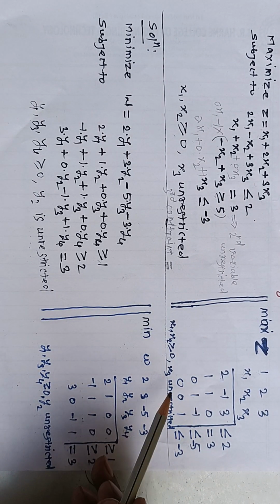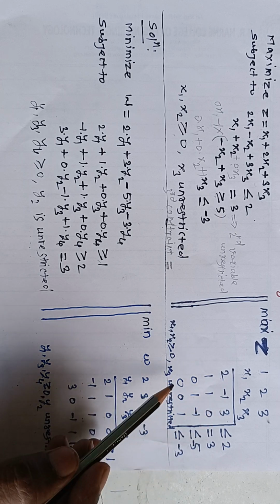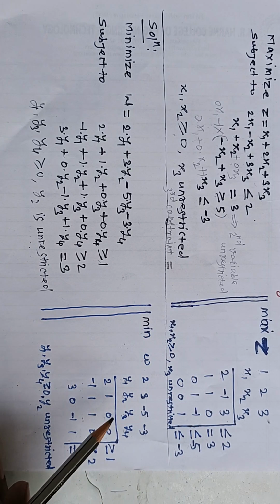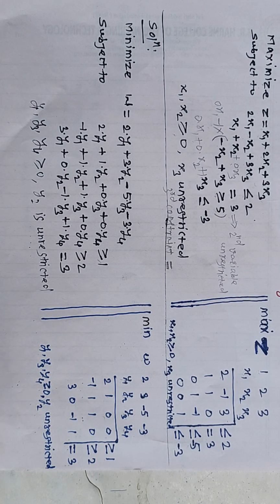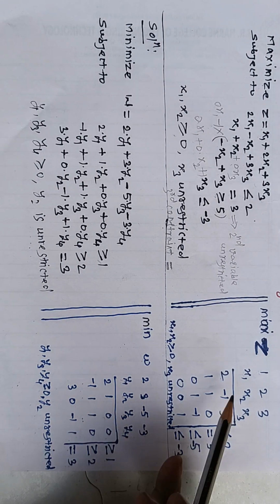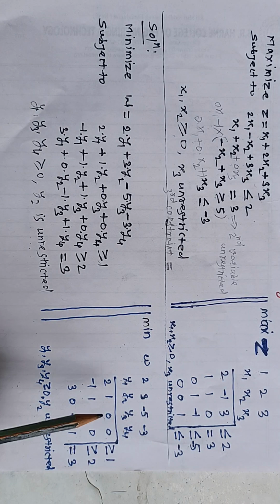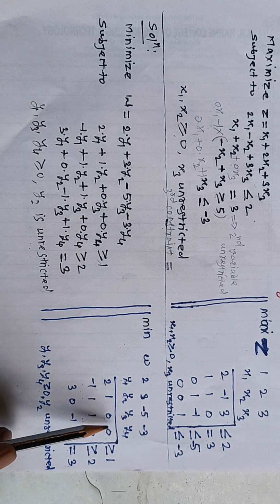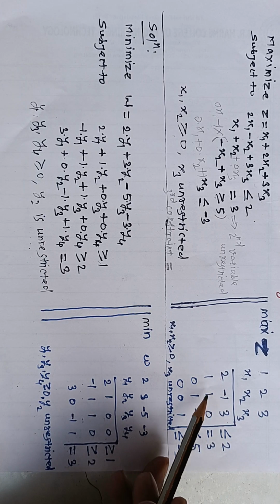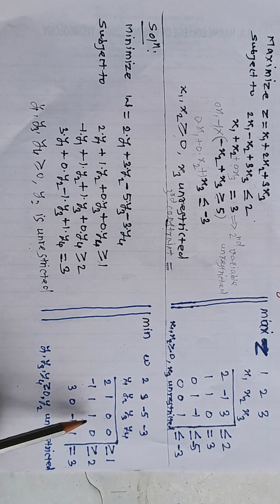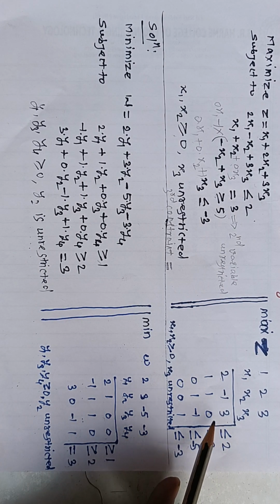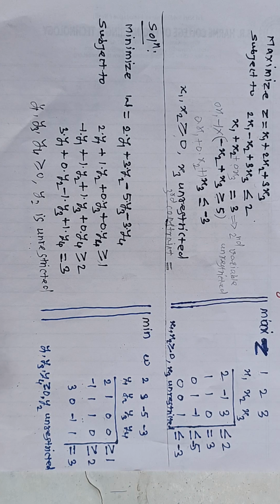Then we have to change the position, like the transpose of the given matrix. First column becomes first row, second column becomes second row, third column becomes third row. First column is 2 1 0 0, that becomes first row, 2 1 0 0. Second column is -1 1 1 0, so the second row of dual is -1 1 1 0. Third column of primal is 3 0 -1 1, then the third row of dual will be 3 0 -1 1.